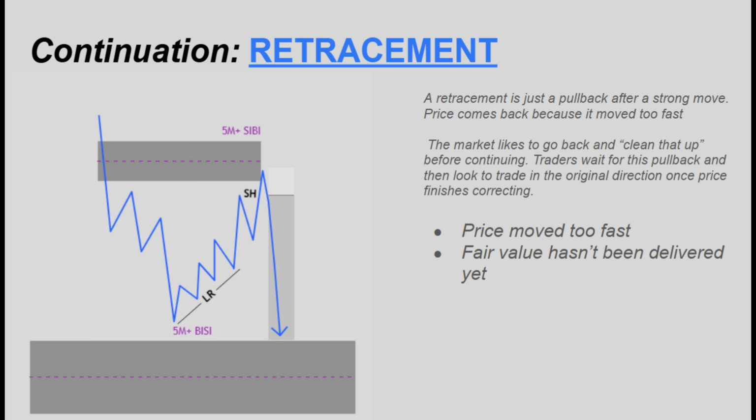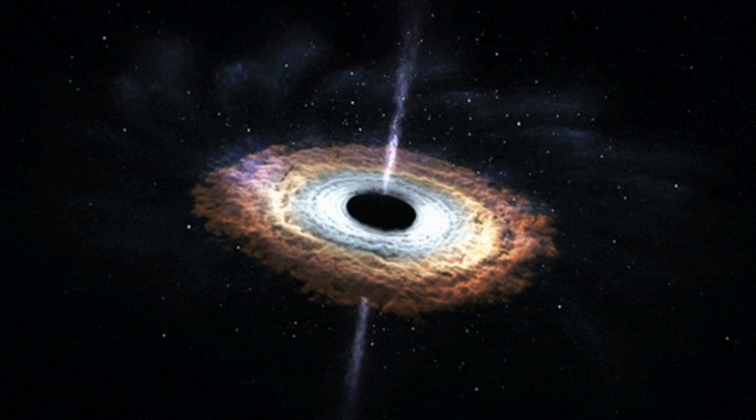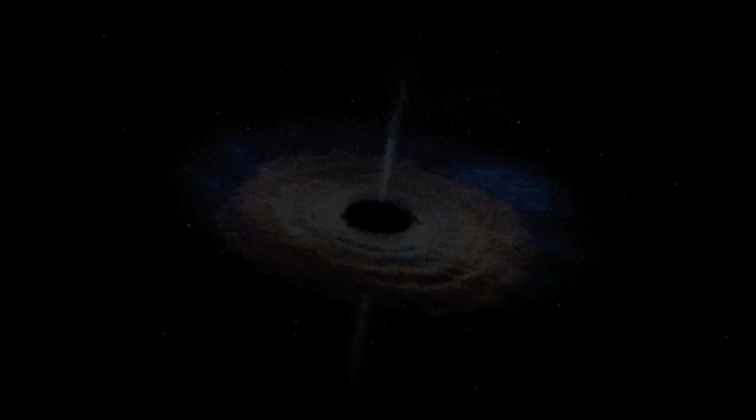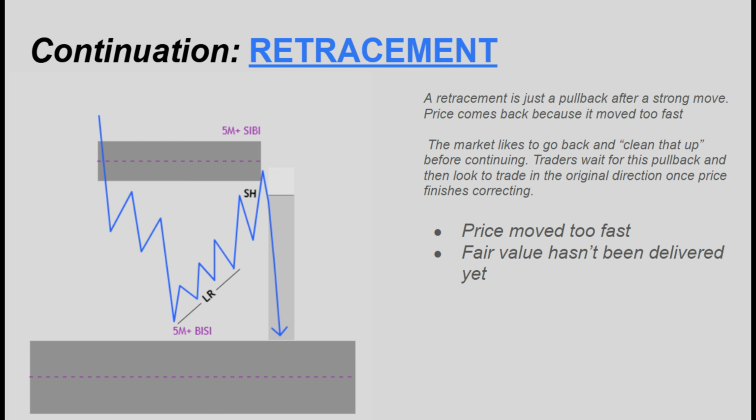All right, retracement continuations, right? A retracement is basically the opposite of an expansion, but kind of the same. So it's like a black hole and a white hole. That's how I'm gonna put it, right? Probably not the best example, but that's how I'm thinking about it right now.